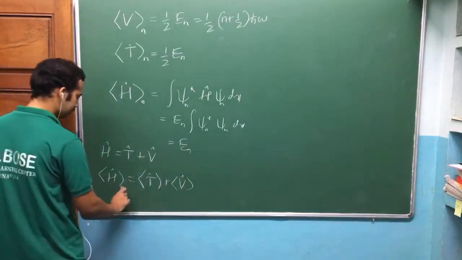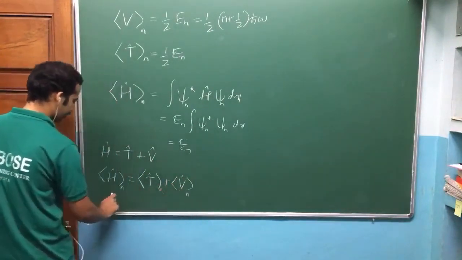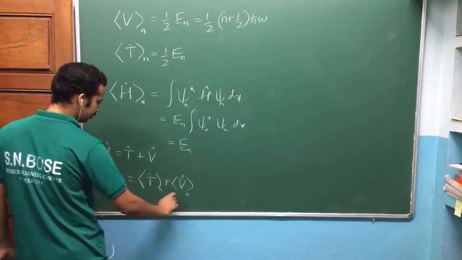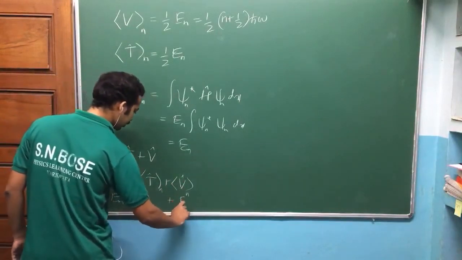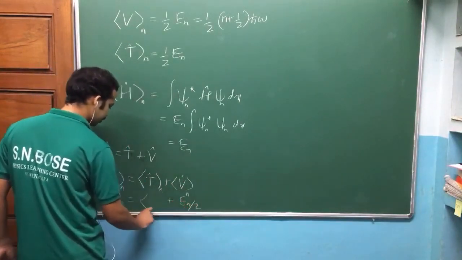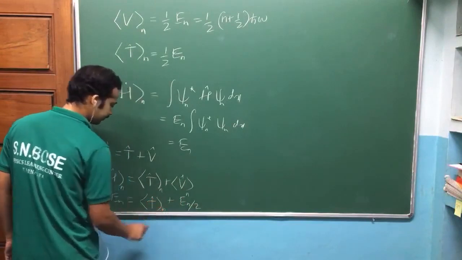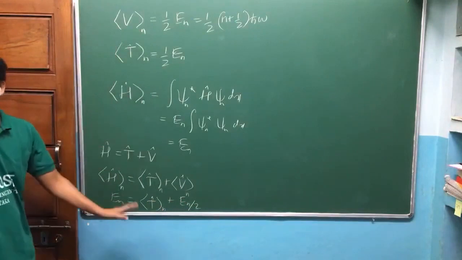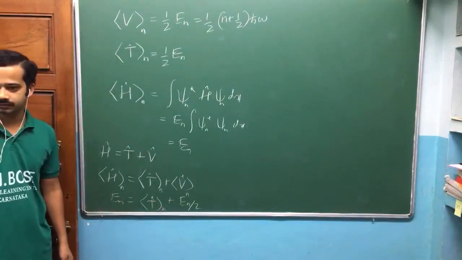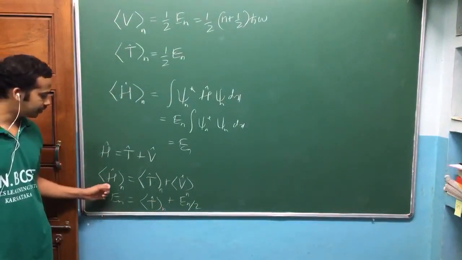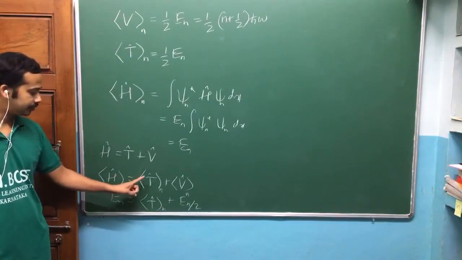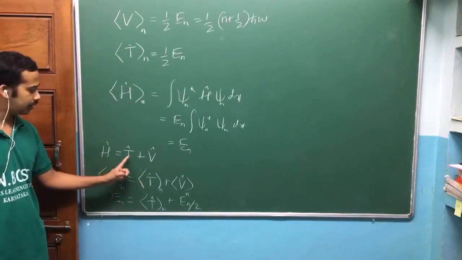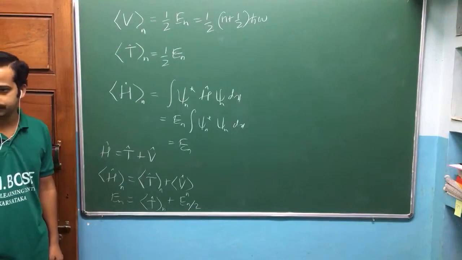What is this one in case of the nth stationary state? What is this one? En. What is this one? En by 2. Isn't it? You don't have to even solve. If you solve one of them, the other one you can get like this. This is the idea. Expectation H cap can be written as expectation T plus expectation V, because the Hamiltonian is equal to kinetic energy plus potential energy. Is it okay?